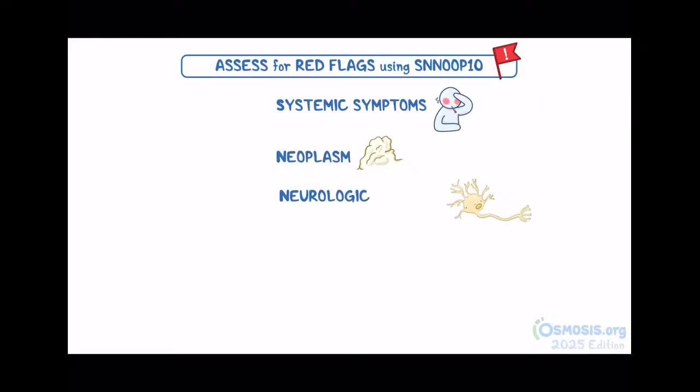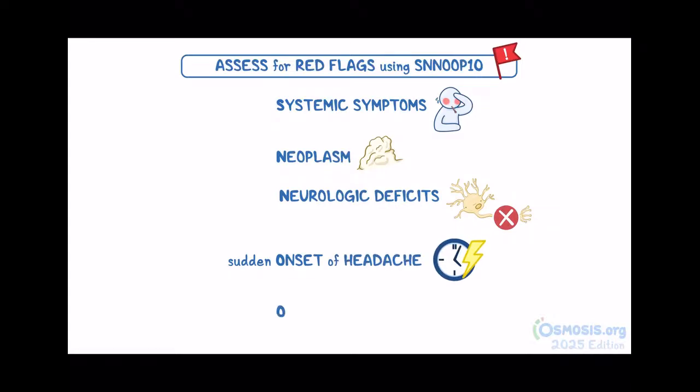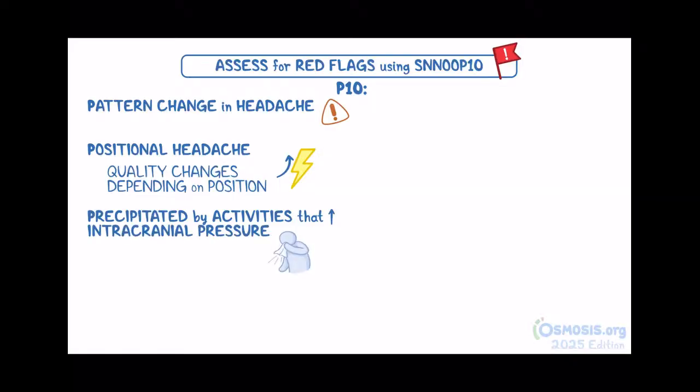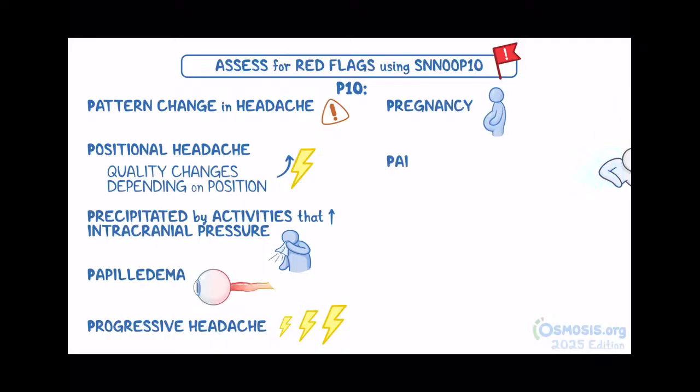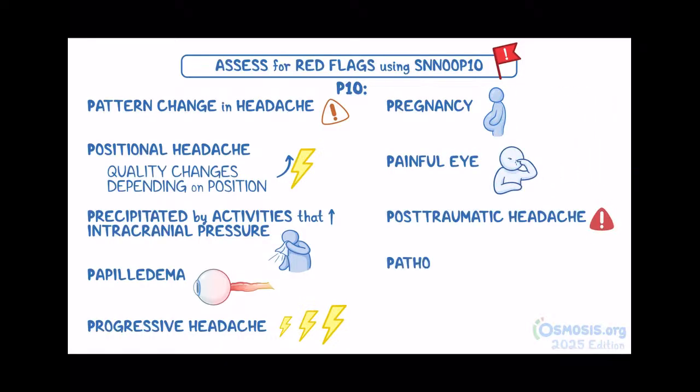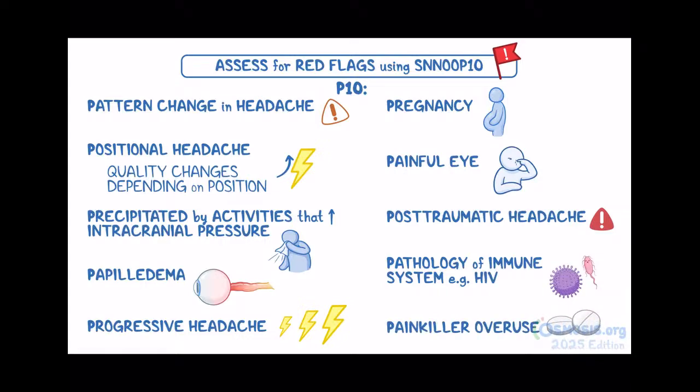These include systemic symptoms, such as fever, neoplasm, neurologic deficits, sudden onset of headache, and older age, greater than 50. The 10 Ps include pattern change in headache, positional headache, meaning that the quality changes depending on the patient's position, such as standing versus laying down, headaches precipitated by activities that increase intracranial pressure, such as sneezing or coughing, papilledema, progressive headache, pregnancy, painful eye, post-traumatic headache, pathology of the immune system, such as HIV, and painkiller overuse.